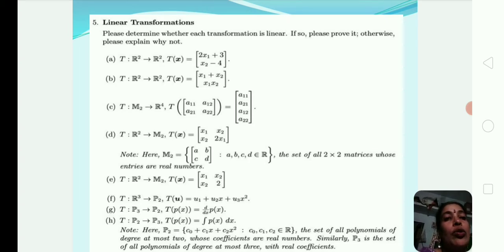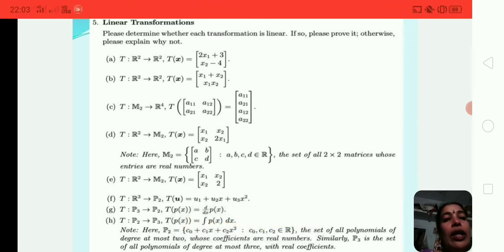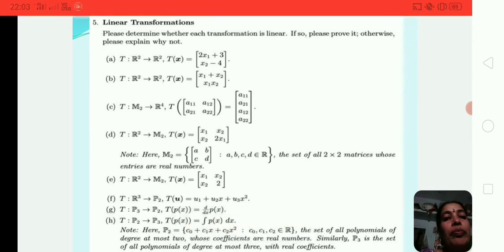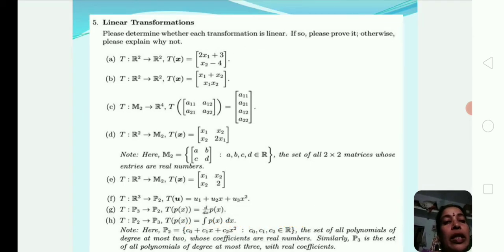T from R2 to M2, T(x) = (x1, x2, x2, 2x1). Another problem is T from R2 to M2, T(x) = (x1, x2, x2, 2). Then T from R3 to P2, T(u) = u1 + u2x + u3x squared.